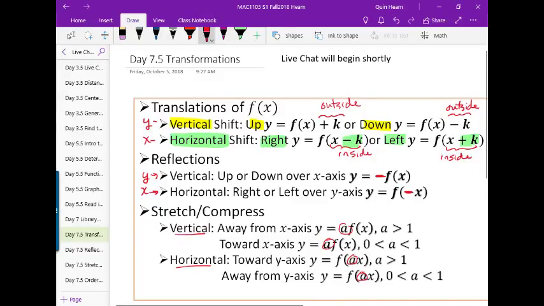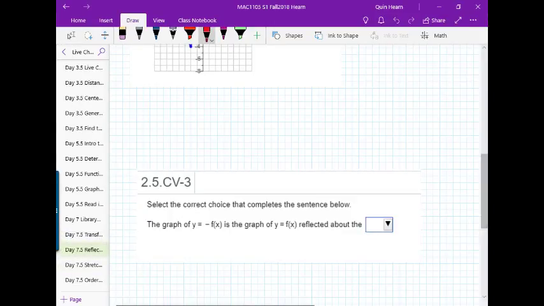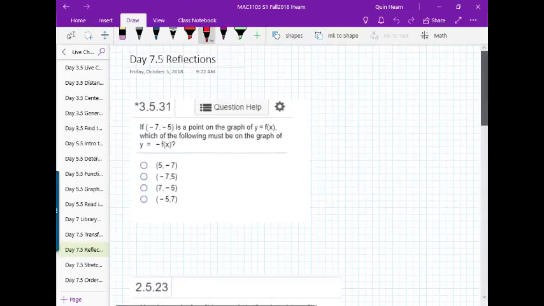All right, so what we're going to do is first look at reflections, and then we'll come back and look at stretching and compressing, and then we're going to look at what happens when you put all of the transformations together. All right, so I have here a few problems from my math lab, and remember, as I'm talking, you can ask questions.